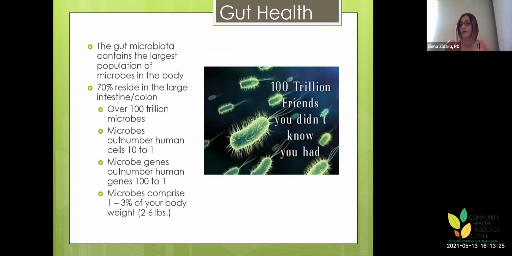The gut microbiota, as I said, we have bacteria all over our body, including on our skin, but the gut microbiota contains the largest population of microbes in the body, and about 70% of them will reside in the colon. As I mentioned, the large intestine contains the most. We have over 100 trillion microbes. So basically we're outnumbered. Our cells are outnumbered by the microbes. So we have more microbes than human cells.